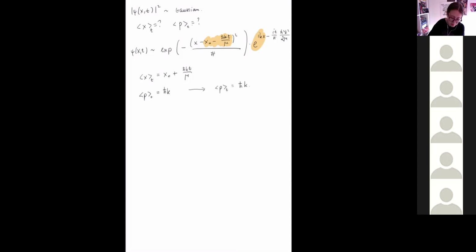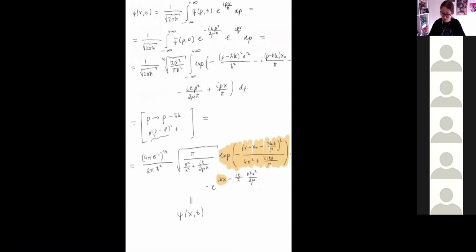What else can be said? Maybe another remark is that we were looking here only at the numerator. In the denominator, this value will determine how the spread of the Gaussian is behaving. Essentially, we see from here that this denominator value is 4 sigma squared plus 2i h bar t over mu.